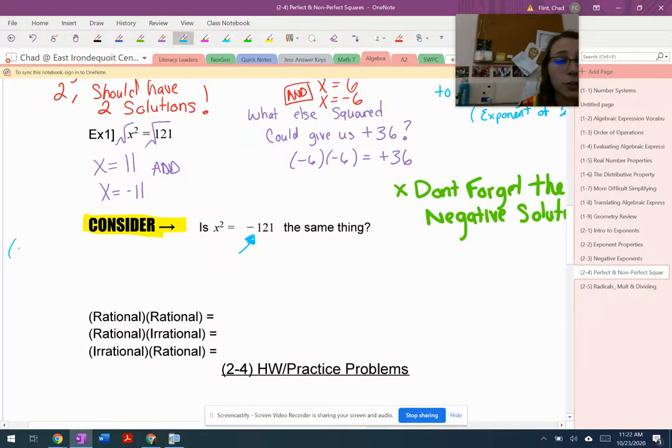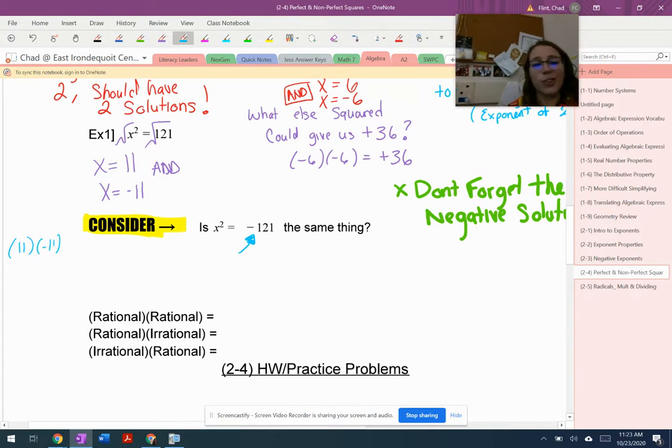Well, I know I could do 11 times negative 11, but that wouldn't be the same number squared, right? That's not 11 squared or negative 11 squared, so neither of those are going to work. So really here, this is not the same thing, and this is not an equation that has really any real solutions. So we need to write about that.